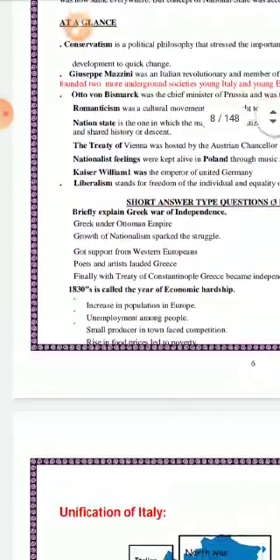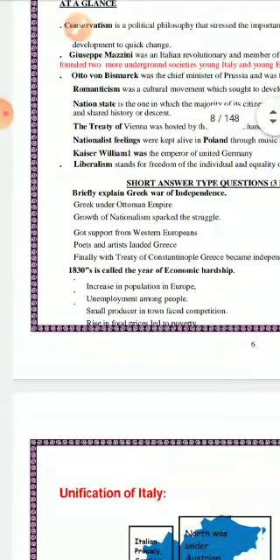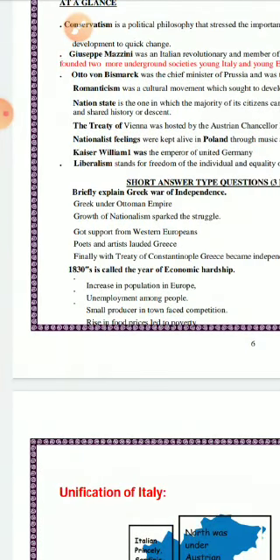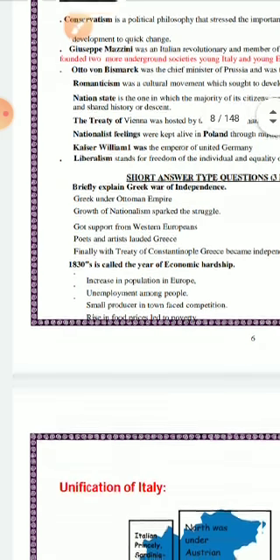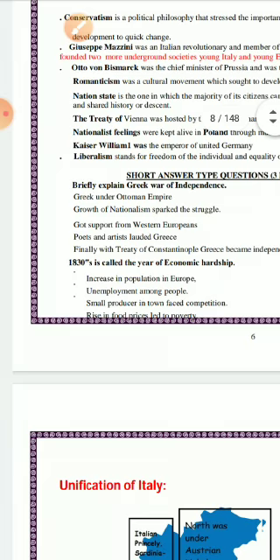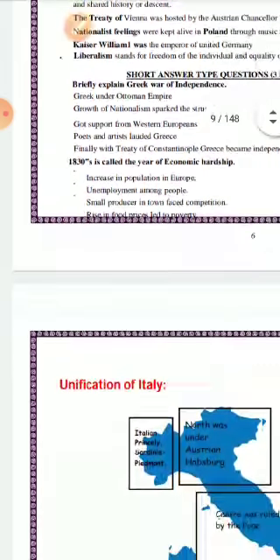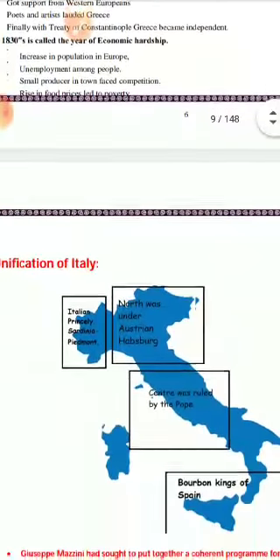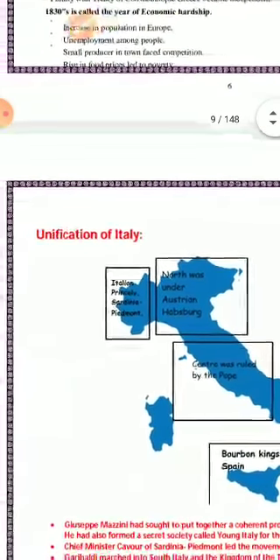Then the 1830s, it is called the year of economic hardship. That is the next question. Increase in population in Europe, unemployment among people, small producers in the towns faced competition. Then a rise in food prices led to poverty. These are the economic hardships they faced in European countries in the 1830s. All 4 points should be there in your answer. Some other minor points you can add as well.